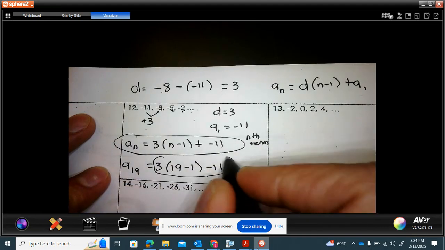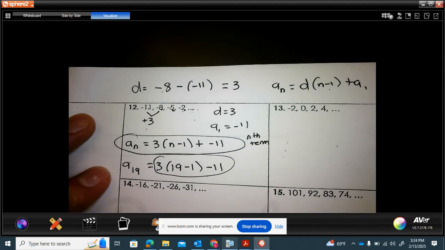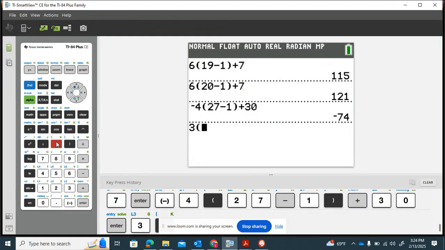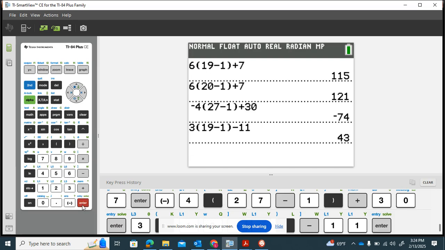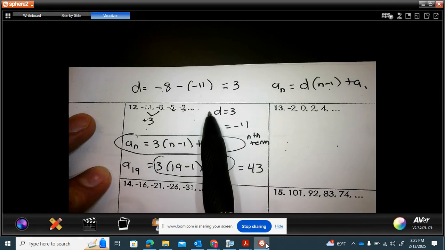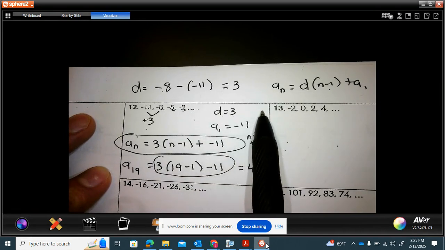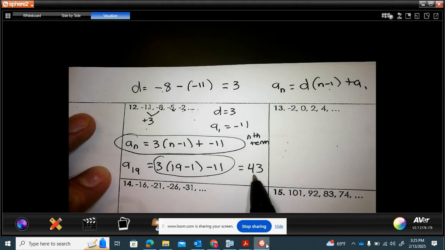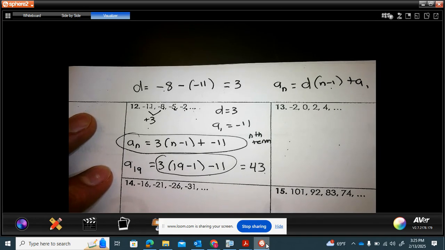So then I take this part and I plug it into my calculator. That's going to look like 3, parentheses, 19 minus 1, minus 11, which is 43. So the 19th term is 43, which again makes sense because you're going to keep adding 3, so these numbers are going to keep getting bigger and bigger toward the positive numbers. So it makes sense that we have a big positive number. And that's about it.